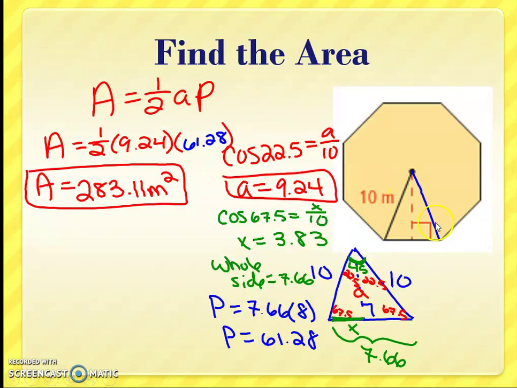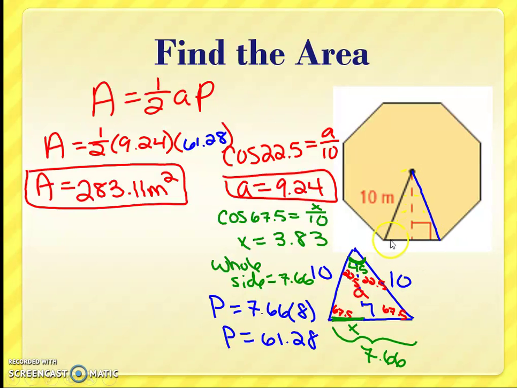If I do cosine of 22.5, adjacent over hypotenuse, and the hypotenuse is 10, right? So I can use this way. Then I can write cosine of 22.5, this angle, is adjacent over hypotenuse, over 10. Then if I put this in the calculator and solve for A, I get 9.24. So I put cosine 22.5 times 10. Then I'm going to get 9.24. That is my apothem. So I use cosine for this.